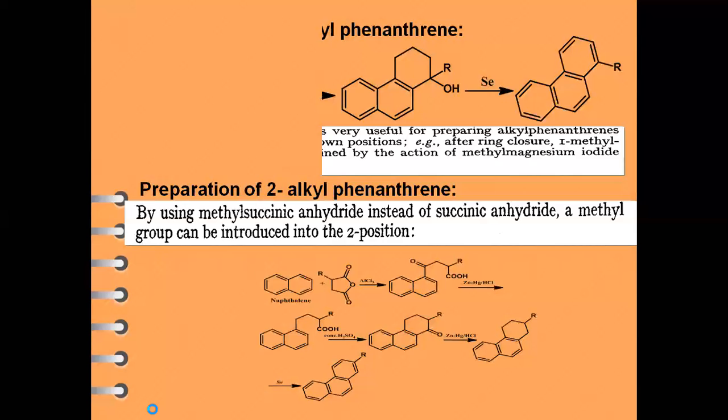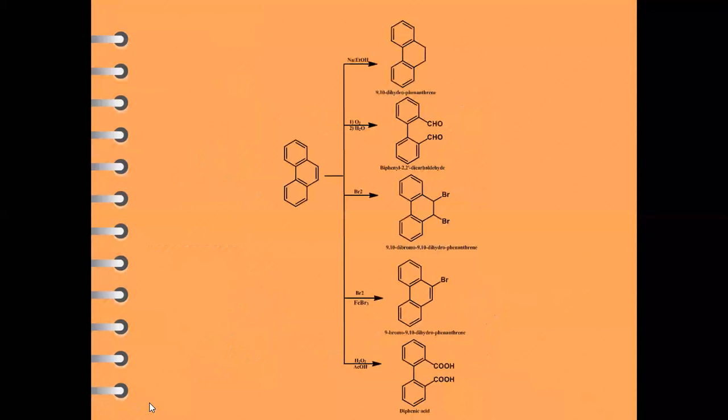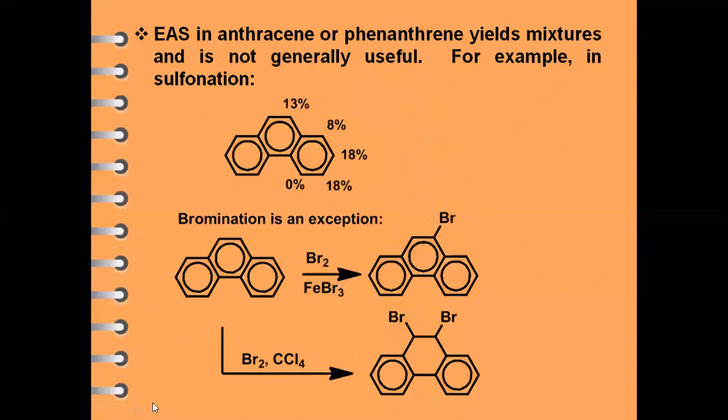Then we discussed chemical reactions of phenanthrene: oxidation, reduction, and in this slide overall chemical reactions of the phenanthrene nucleus. Already we have discussed that phenanthrene and anthracene are isomers of each other. When we do electrophilic aromatic substitution reactions in anthracene or phenanthrene, we can yield a mixture, which is not generally useful. For example, in sulfonation or bromination, we obtain a mixture of compounds.